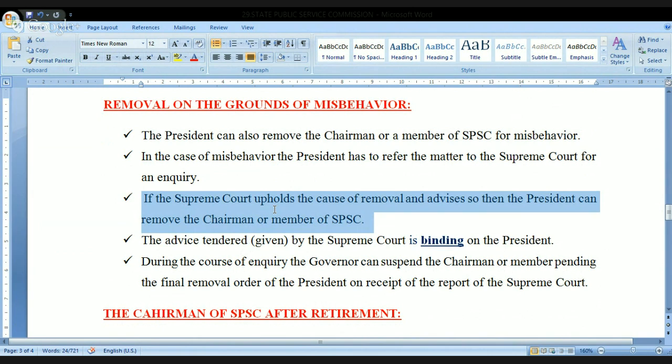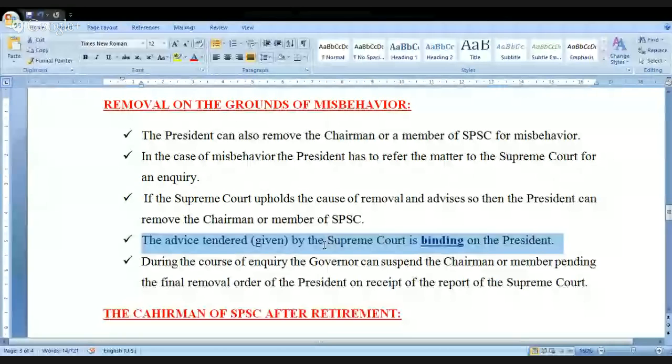Kindly remember one point very clearly. UPSC chairman and members are appointed by the president. UPSC chairman and members are removed by the president. But in case of the State Public Service Commission, the chairman and members are appointed by the governor but removed by the president. So you have to be very, very clear and careful about this point, especially in the examination.